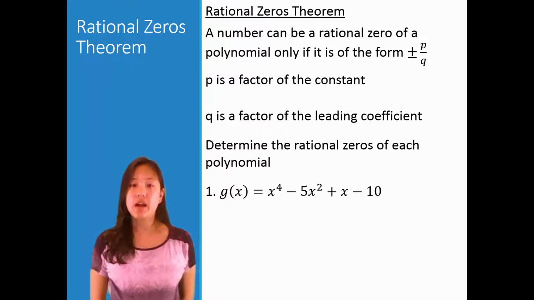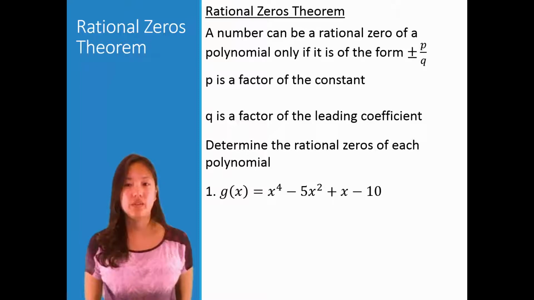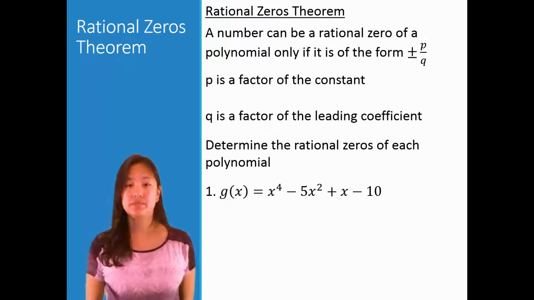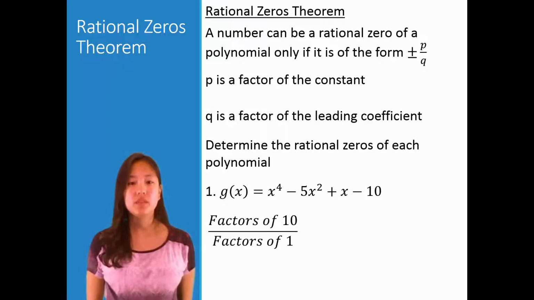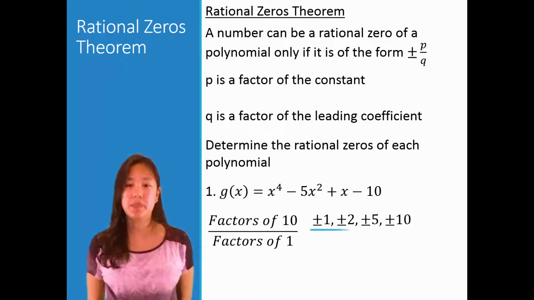P are all the factors of the constant. P are all the factors of 10. What are factors of 10? Let's see. 1 times 10 and 2 times 5. So 1, 2, 5, 10. What are the factors of 1? Just 1. So for factors of 10, you've got plus or minus 1, plus or minus 2, plus or minus 5, and plus or minus 10.